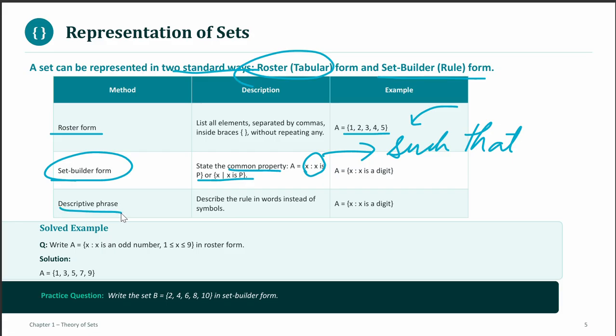Now, what is the descriptive phrase method? Basically, in this you describe the rule in words instead of symbols. If I give you an example for it, if you see this, okay, this is in the roster form.